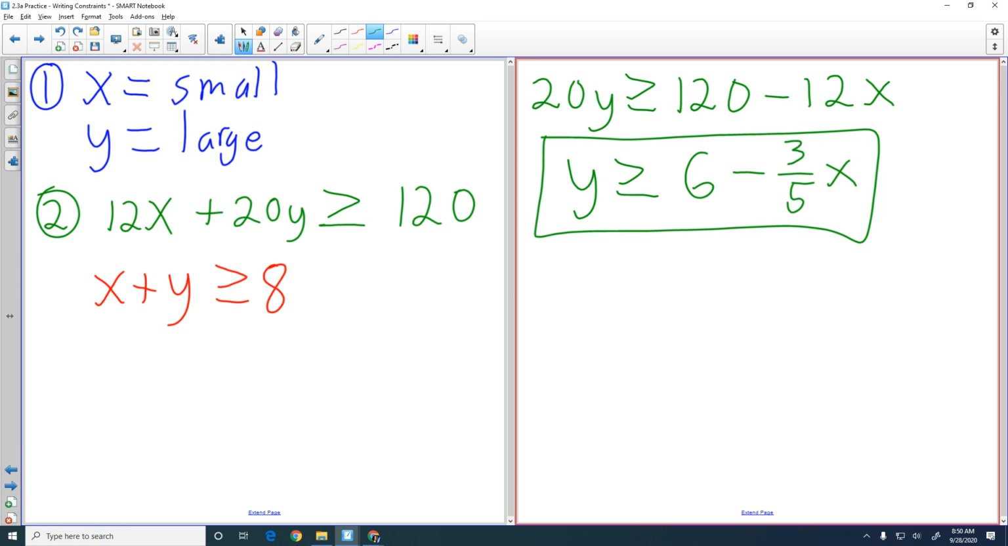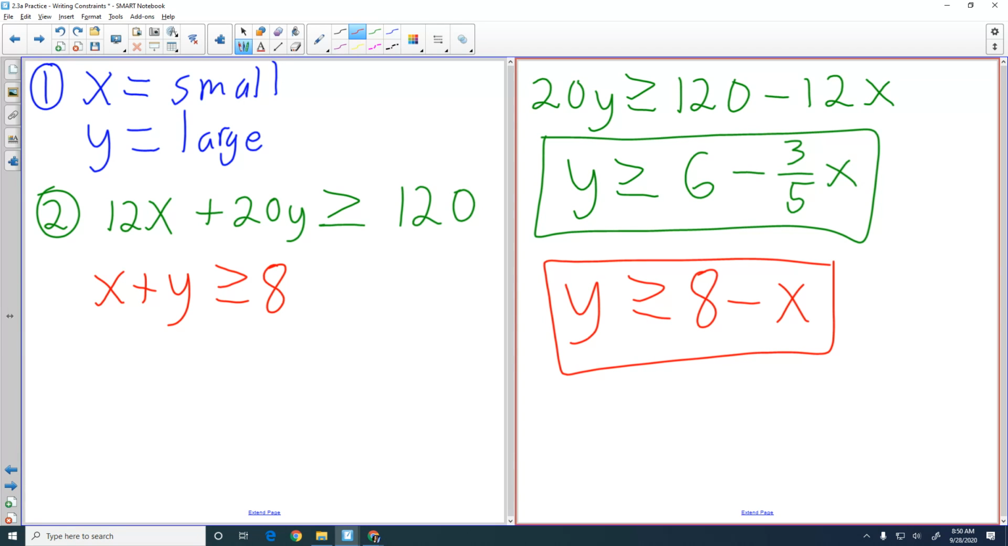The second one, nice and easy, just subtract the x. So y is greater than or equal to 8 minus x. And that's it. How are you feeling so far? Are you kind of seeing what to look for a little bit more on these now? Okay, we got 2 more to go through, and then that's it. Eliana, is your hand up? Okay.